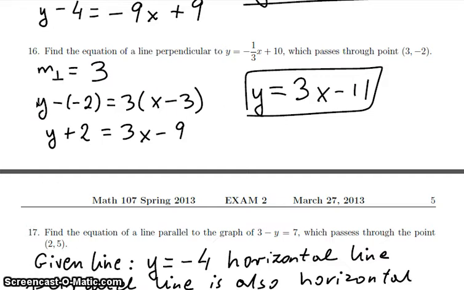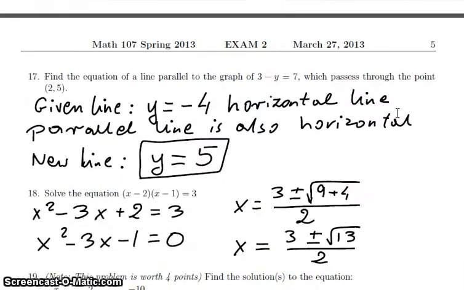So you have, in the point-slope form, y minus the y-coordinate of the point, which is negative 2, is equal to the slope times x minus the x-coordinate of the point, which happens to be 3 as well. And you distribute 3, so you have 3x minus 9 here. Negative minus 2 is plus 2. And then subtract 2 from both sides, and you get y is equal to 3x minus 11. This is the equation of this perpendicular line.